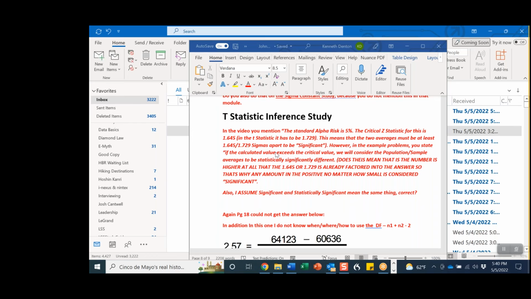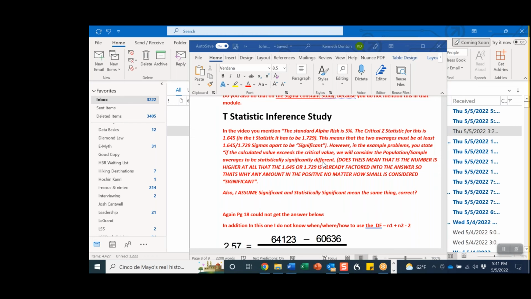No, I have no idea what you're talking about there. Okay, let me read it and maybe it'll make more sense. Okay, so we got the 1.645 and that's established. Now, in the example problems that you calculate in the PDF and you come up with an answer, you state, if the calculated value exceeds the critical value, we will consider the population sample averages to be statistically significantly different. That's correct.